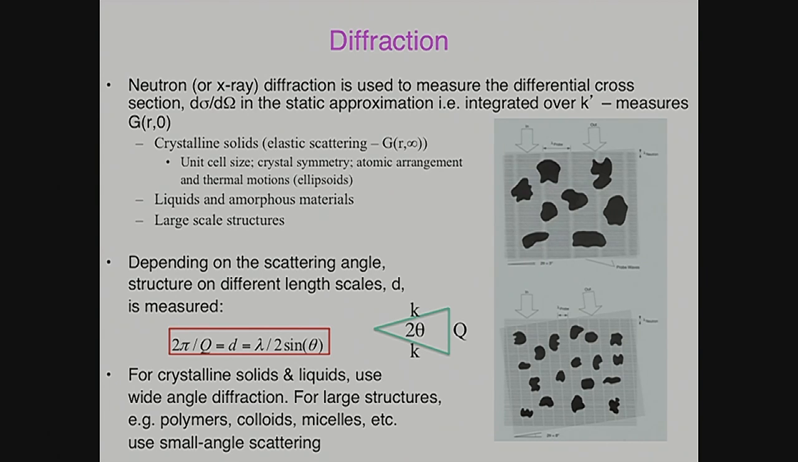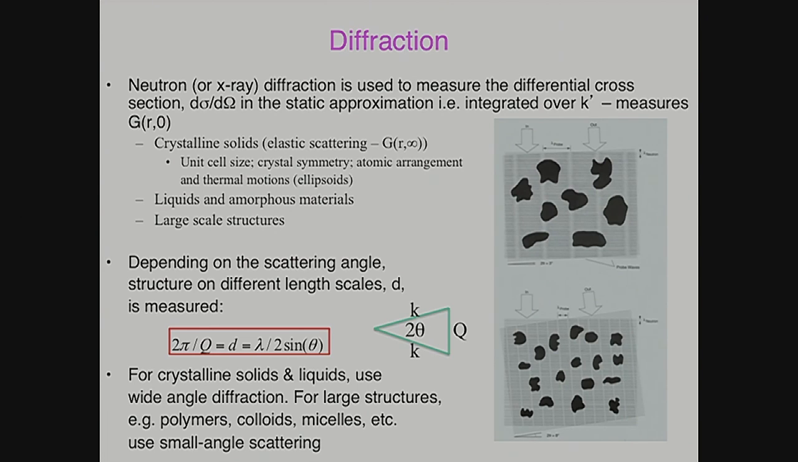Remember we talked about this thing, the scattering triangle. This is elastic scattering, so I've sketched here what the scattering triangle looks like. The incident wave vector and the final wave vector are equal because it's elastic scattering. There is a wave vector transfer here, Q. That's exactly what we drew before.